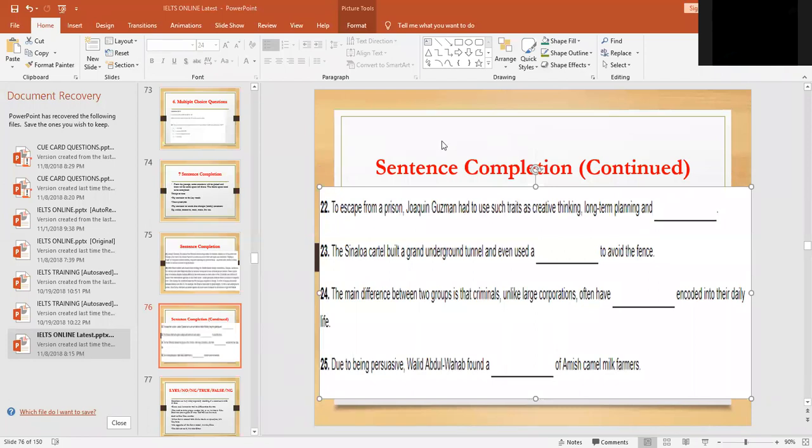On the issue of sentence completion, these sentences have been picked from the passage I highlighted before. Question 22 is saying: to escape from prison, Joaquin Guzman had to use such traits as creative thinking, long-term planning... This question is targeted at the person. That's why I said note key action and key actor. So then we will go back into the passage now.